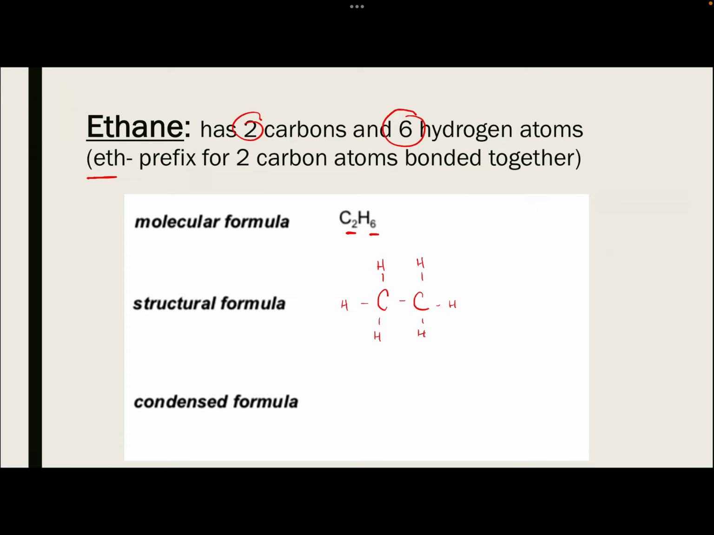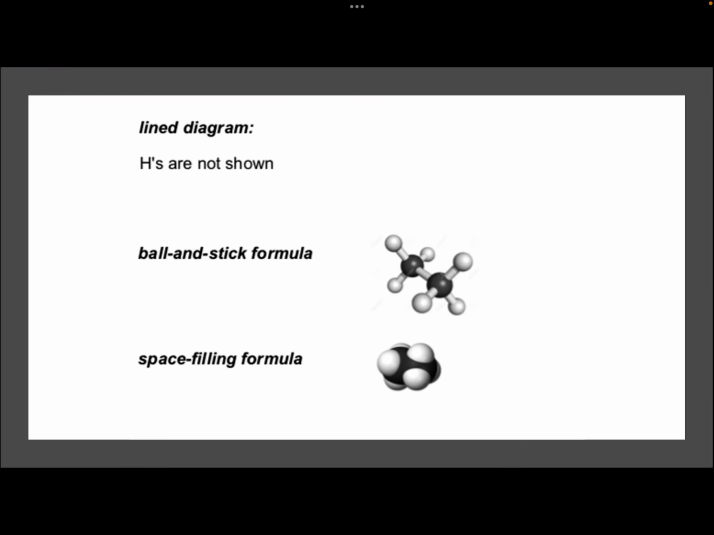The condensed formula for this, if we were to write it, we're looking at it just as a whole. So it'd be CH3, CH3. I'm going to write it twice because there are two CH3s. If we were to draw the line diagram here, the H's are not shown, and you would literally just draw a straight line, okay? Because that is showing the carbon bonds for each.